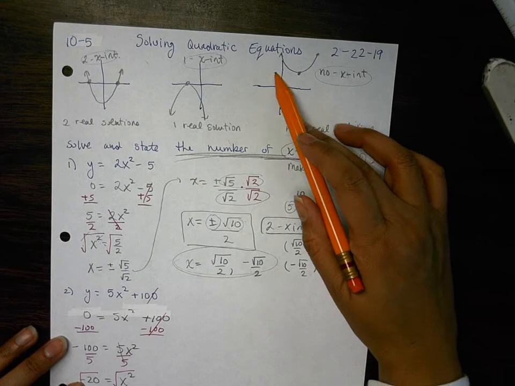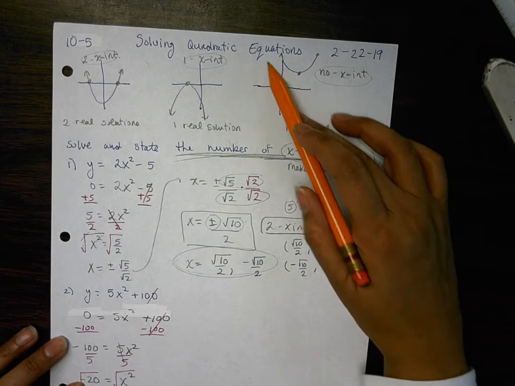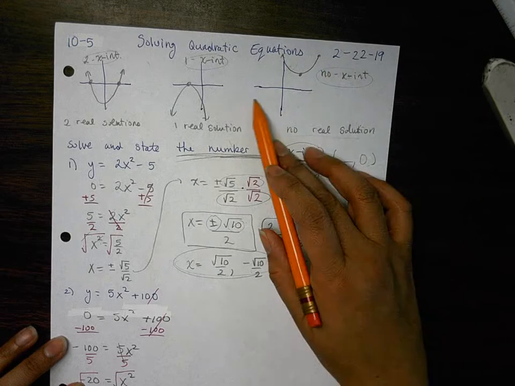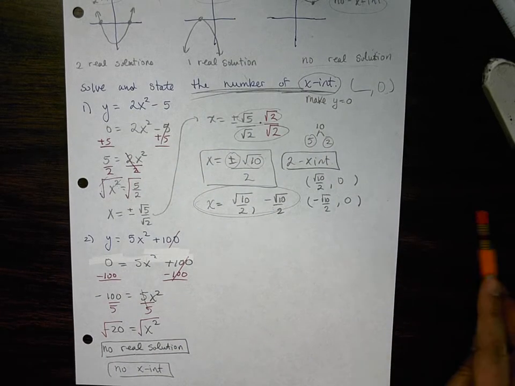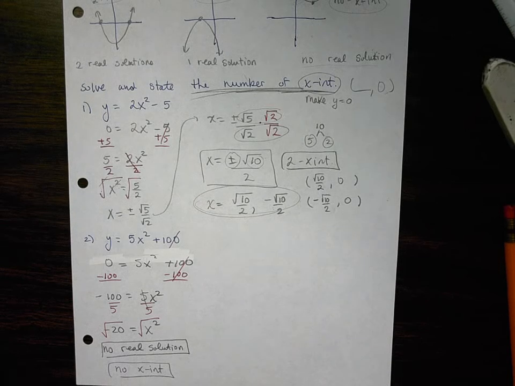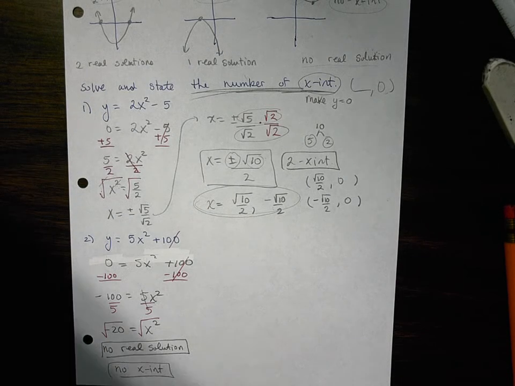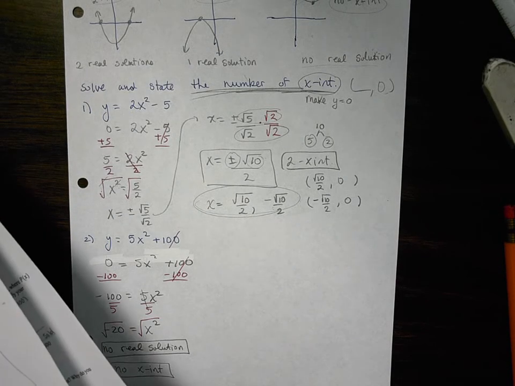That means my problem is opening up. It doesn't look like this. It's actually shifted up over this way more, but it's an upward parabola that never touches the x-axis. That's why there are no x-intercepts. Does that make sense? Is that a yes?